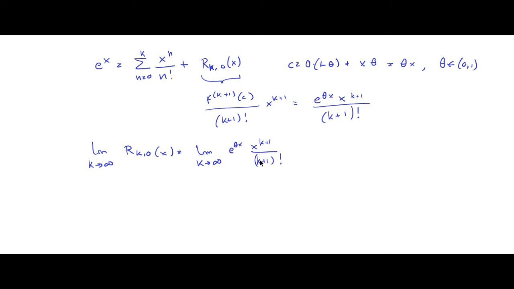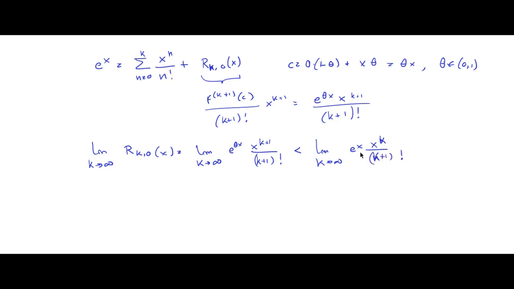And so e to the theta x, theta is going to be 1 at most, so this is smaller than the limit when k goes to infinity of e to the x, because between 0 and 1 the exponential is an increasing function, so the maximum value you can take is e to the x, right? And then we have x to the k divided by k plus 1 factorial, right?